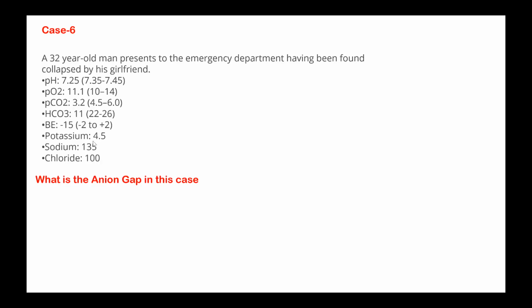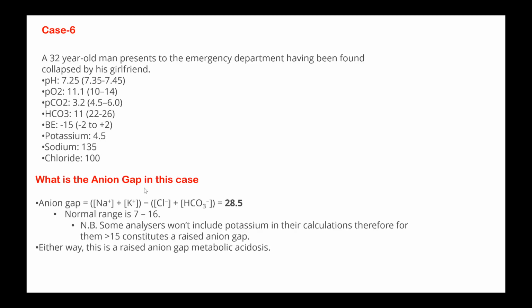The value we can actually calculate. Chloride is 100, bicarb is 11. So the anion gap is 28. The normal range is 7 to 8. So there is a raised anion gap.